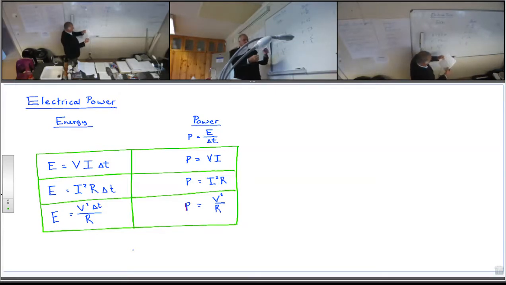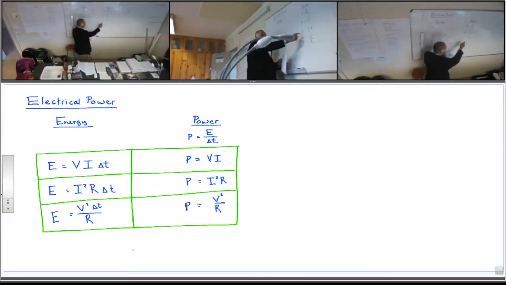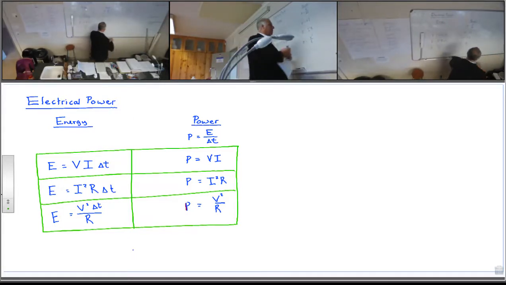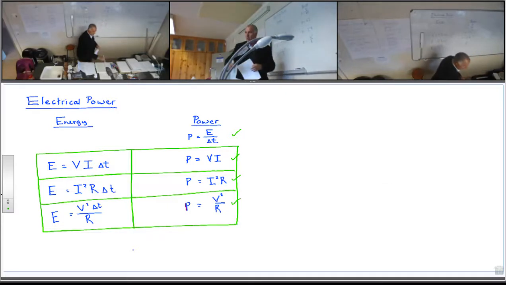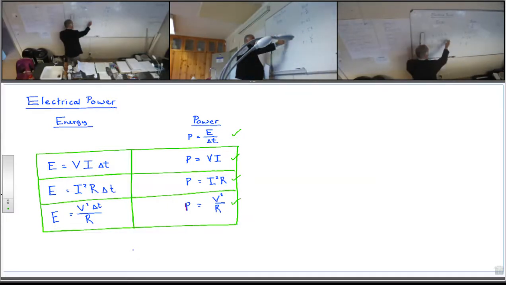Right. They've also given you I squared R. That one is given. And they've also given you V squared over R. So each of these formulae are provided in your data sheet. And that one, a version of that one. Okay? These are not.